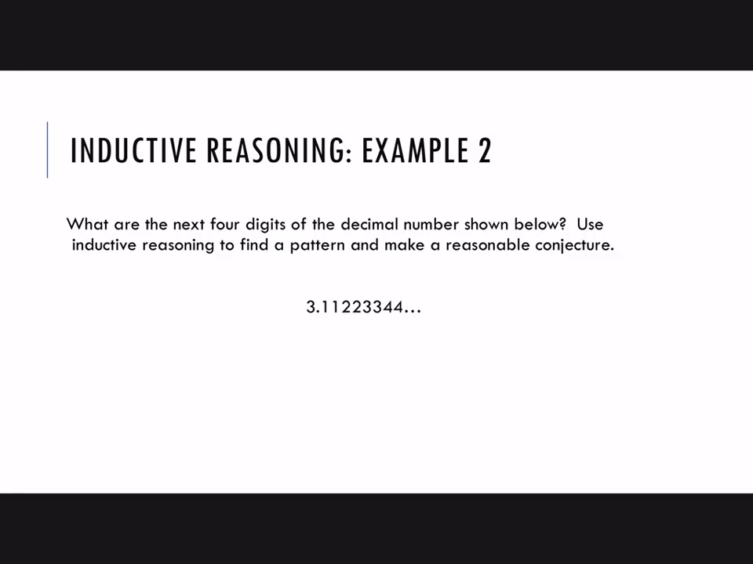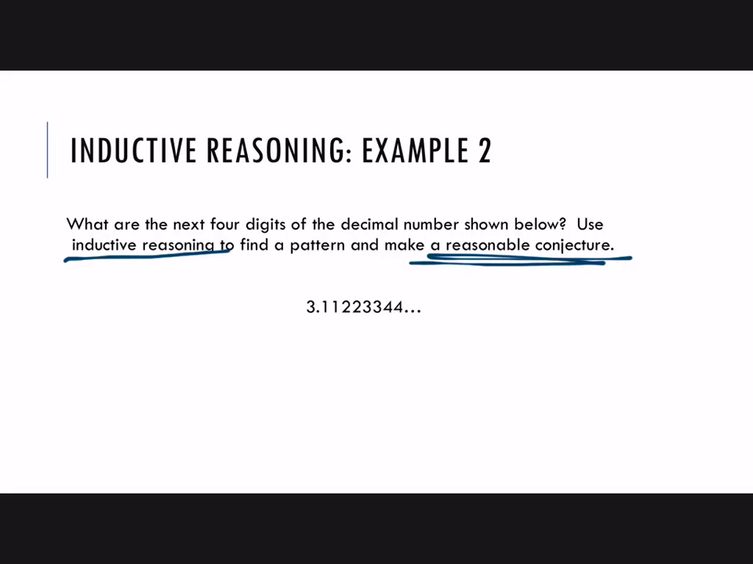All right, how about this one? What are the next 4 digits of the decimal number shown below? Use inductive reasoning to find a pattern and make a reasonable conjecture. So again, this is inductive reasoning because we're looking at some specific examples and taking our best guess about what would come next. And that best guess is this conjecture. All right, so what do you think would come next?